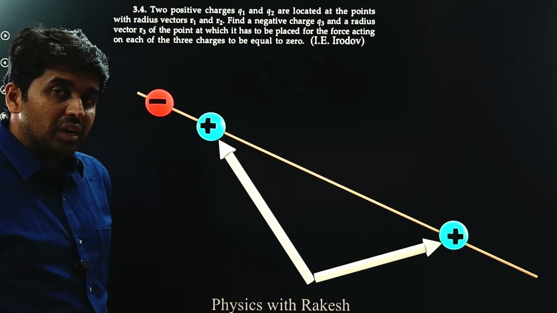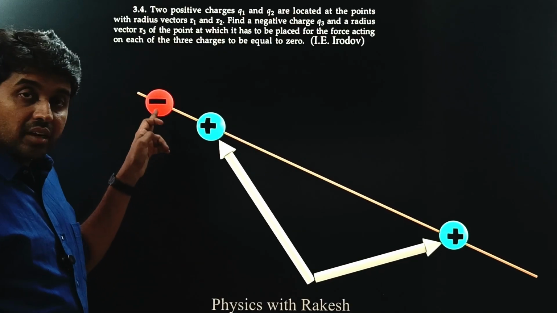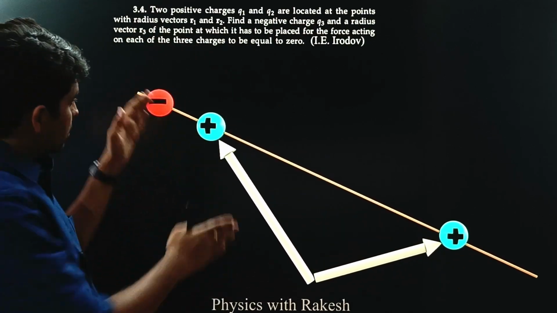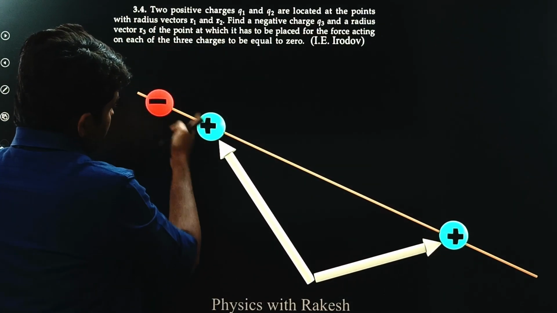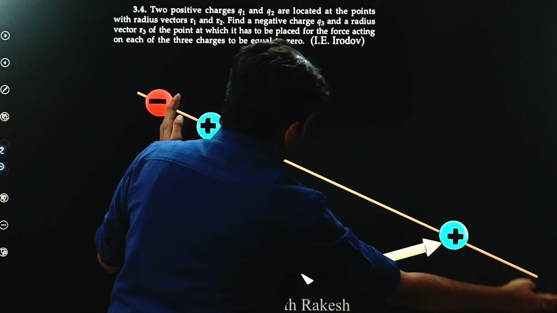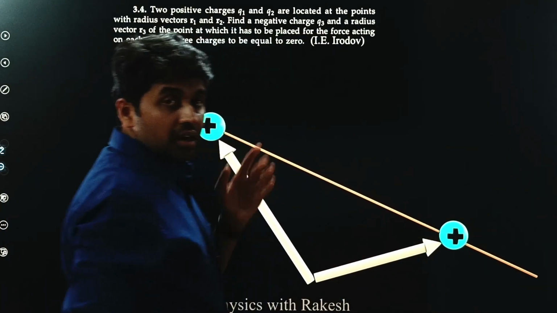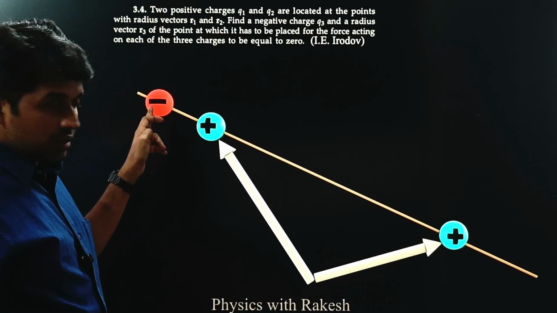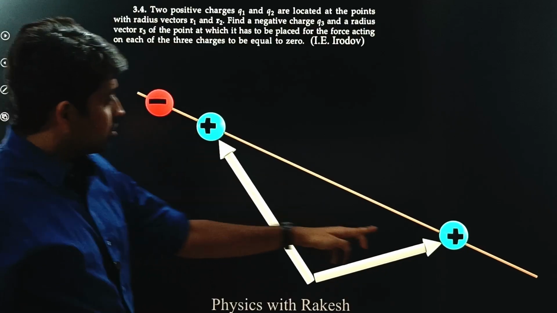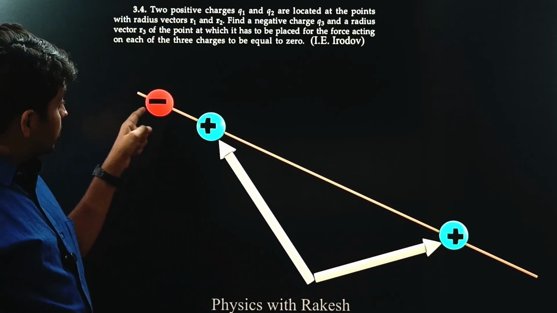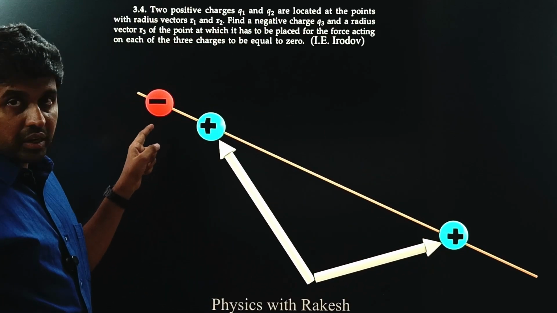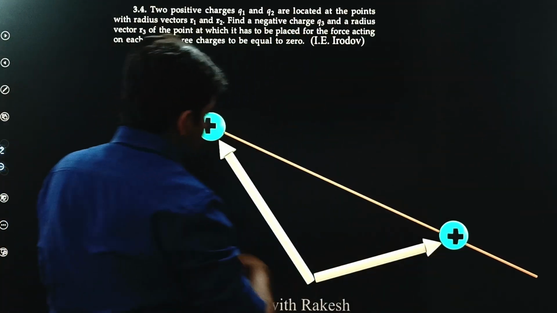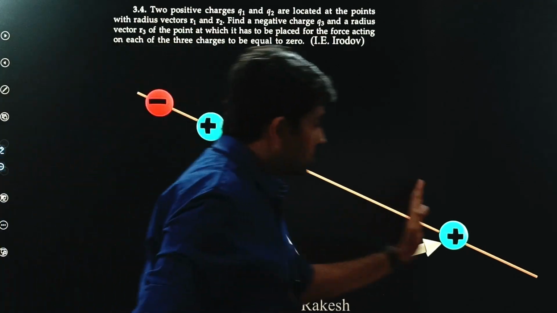Now let us see another possibility. Suppose we keep the negative charge on the line joining these two charges. There are again two parts: I could keep it outside, on this side or that side, or I could keep it between the charges. Let us see the possibility if we keep it outside. If I keep this charge outside, due to this there is an attractive force, due to this also there is an attractive force. Will this charge be in equilibrium? It will not be in equilibrium. So again, this possibility is eliminated. All the outside possibilities are eliminated.